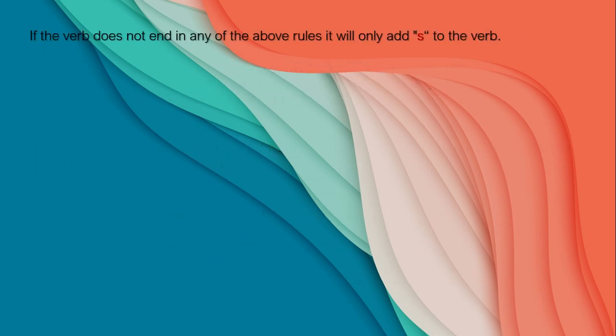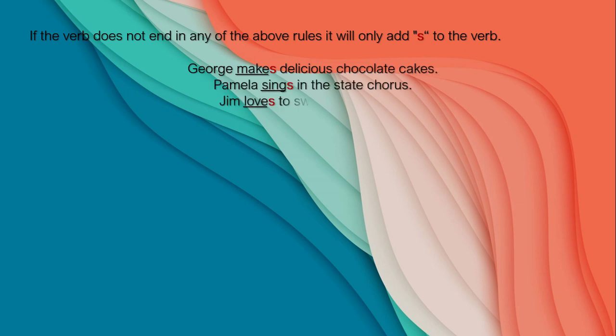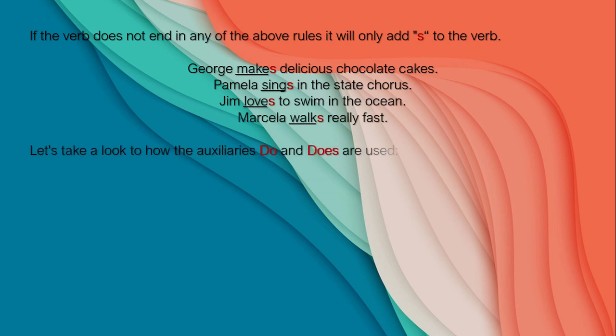If the verb does not end in any of the above rules, you will only add s to the verb. For example, George makes delicious cakes. Pamela sings in the state chorus. Jim loves to swim in the ocean. Marcela walks really fast. Now let's take a look at how the auxiliaries do and does are used.